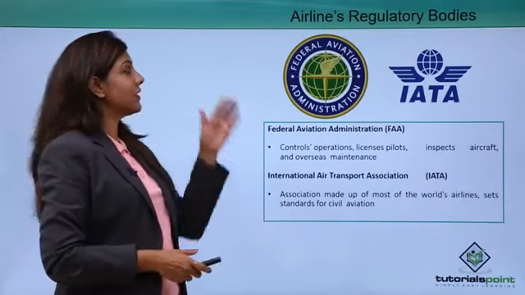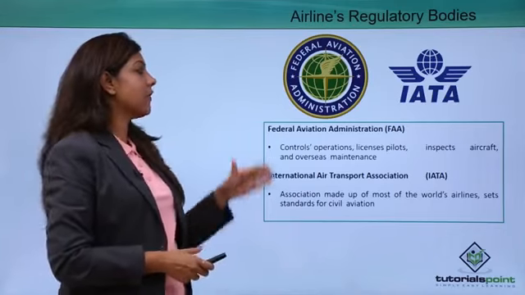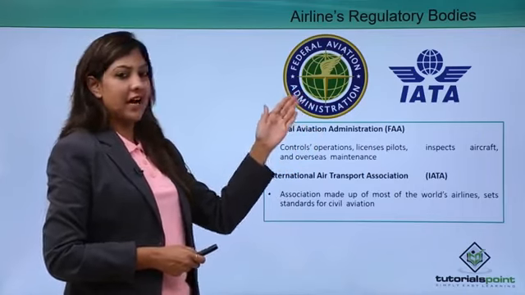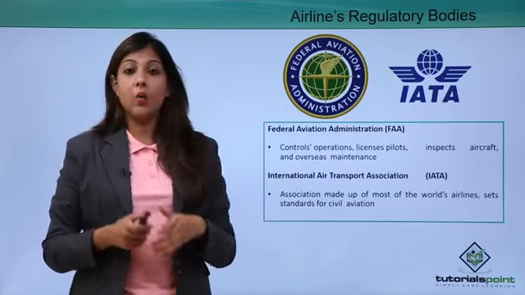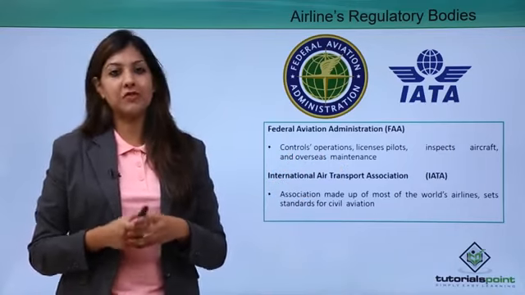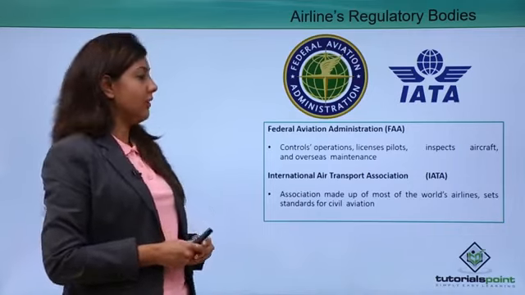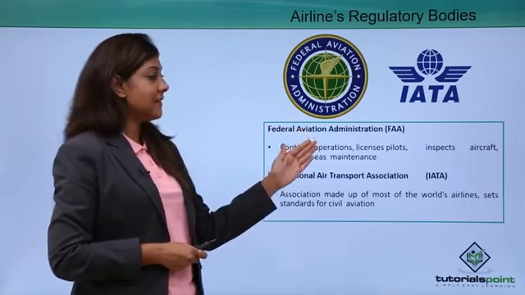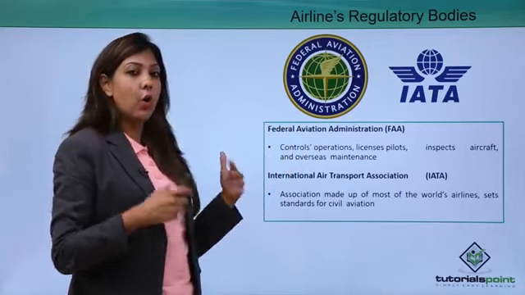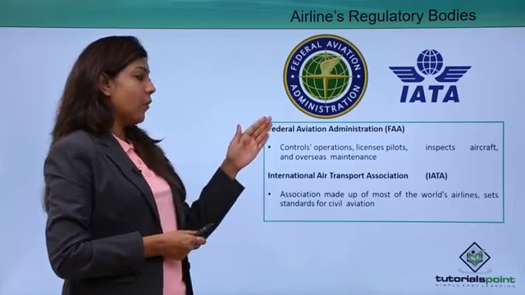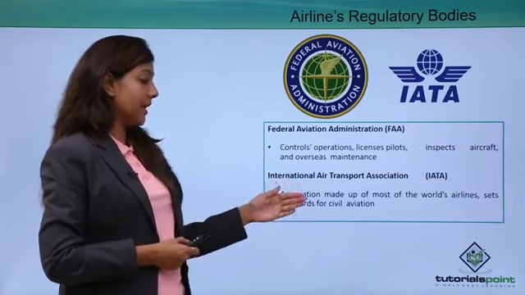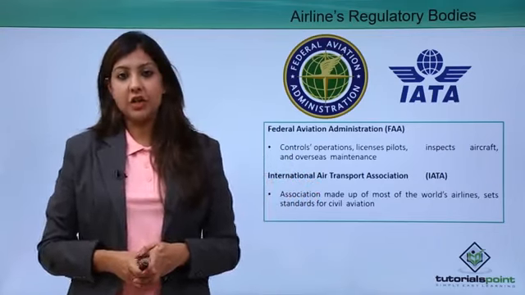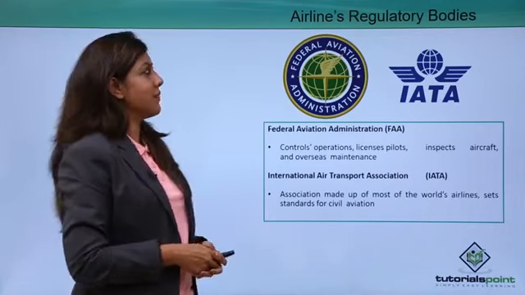Well friends, we are going to talk next about the airline regulatory bodies. As you can see here on the slide, we have the Federal Aviation Administration, which is FAA, and we have IATA, which is the International Air Transport Association. These are two governing bodies which are the heart and soul of the aviation industry. Let's look at what their work involves. FAA revolves around controlling the operations of the aircraft, licensing the pilots, inspecting the aircrafts, as well as overseeing the maintenance of the aircraft. Whereas IATA is an association made up of most of the world's airlines. It sets the standards and records for civil aviation. So these are two regulatory bodies of the airline industry.